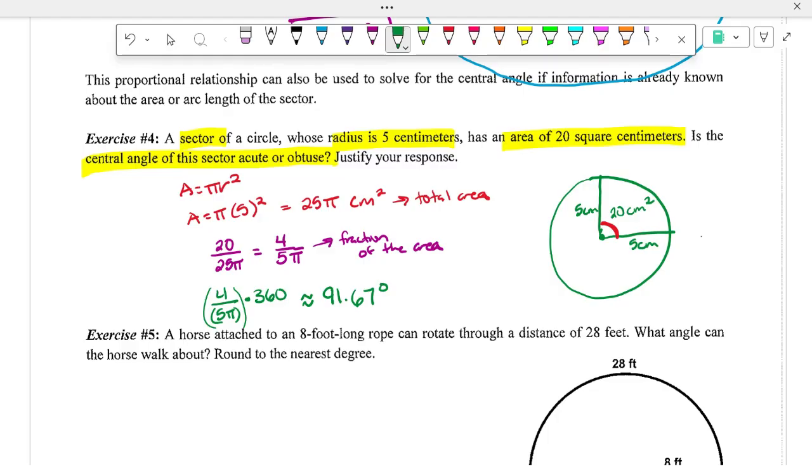So, based off of that angle measure, is the central angle of the sector acute or obtuse? It's obtuse. It's greater than 90. So this would be an obtuse angle.